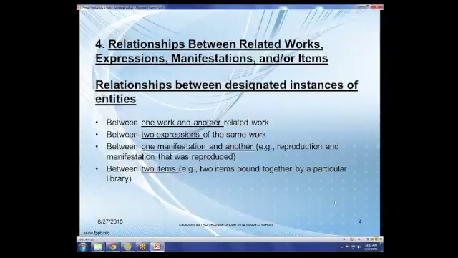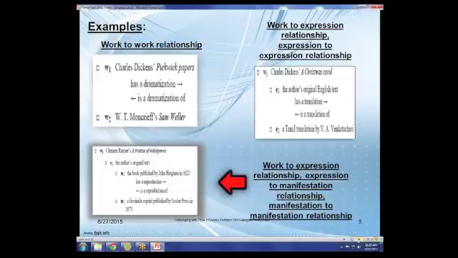So these relationships, as I said, can go every different way between one work and another related work, such as sequels, or such as commentary, reviews, criticism, etc. Between expressions of the same work, the book and the audiobook. Between one manifestation and another, such as reproductions, or between items. And then we have some examples here. Translation is an example of a work-to-expression relationship. An example of a work-to-work relationship is a novel that is rewritten as a stage play.